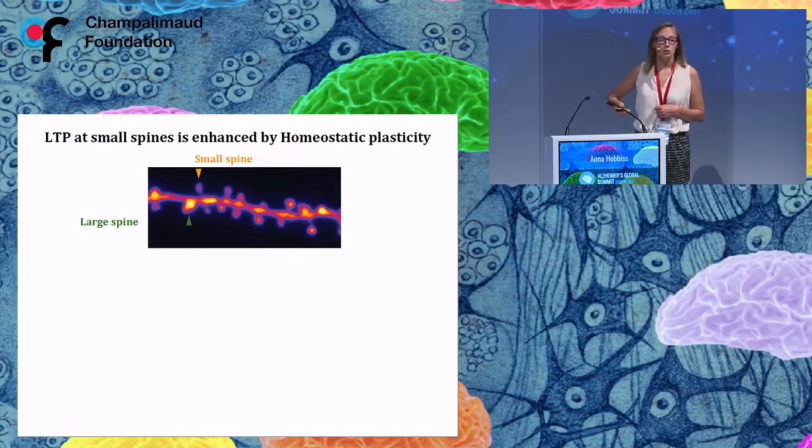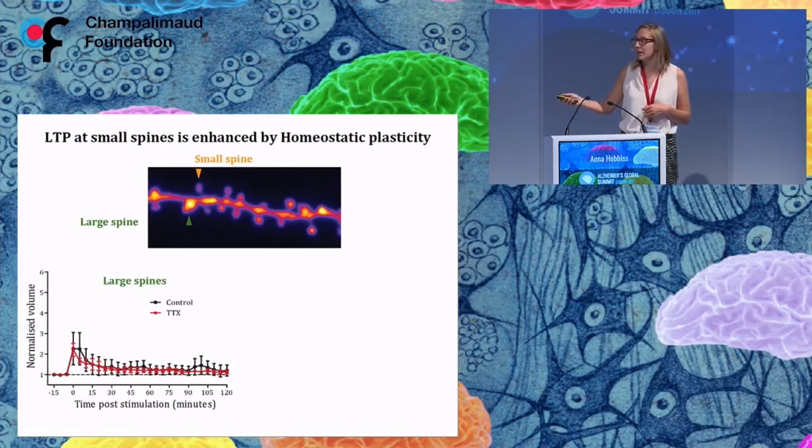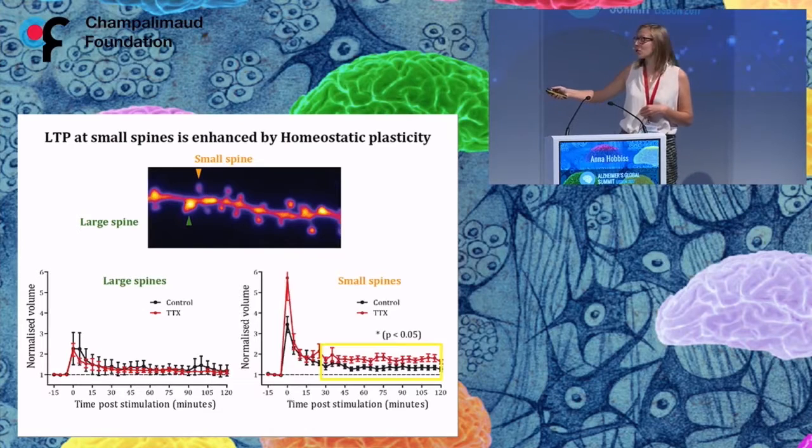To look at this further, we decided to characterize the spines by their size. Spines along a dendritic branch can exist in many different sizes. You get some very large and some very small. So I split up the spines that I stimulated into large and small and plotted their time courses separately. What you saw, first in the large spines, there was no difference between the TTX and control. But in the small spines, you see something different. The steady state level of LTP here is higher after TTX application. And this means that there's a specific enhancement of LTP after homeostatic plasticity.